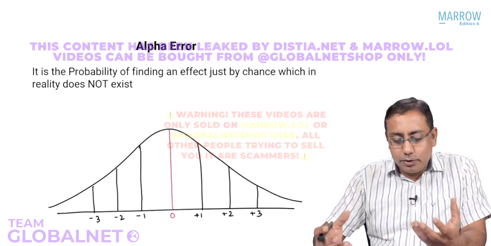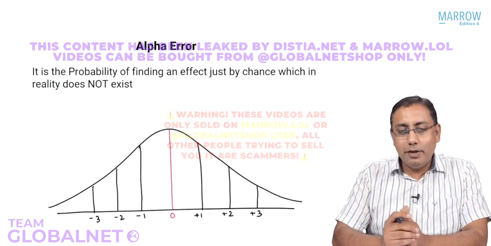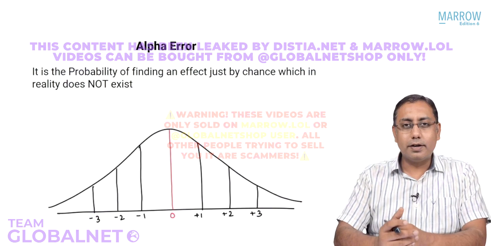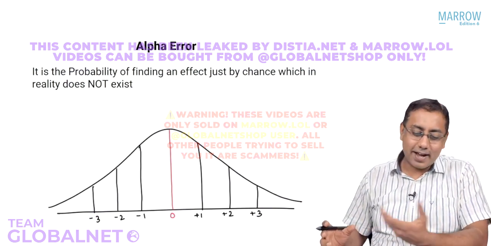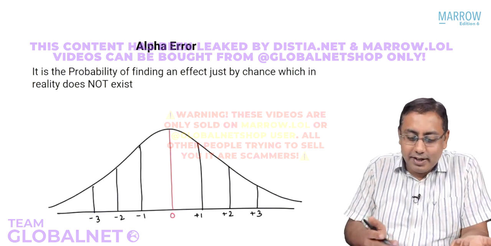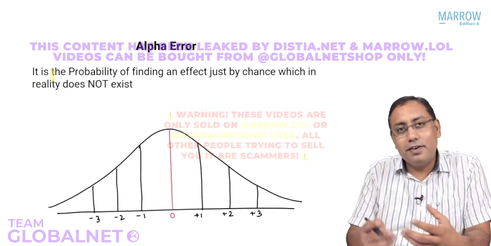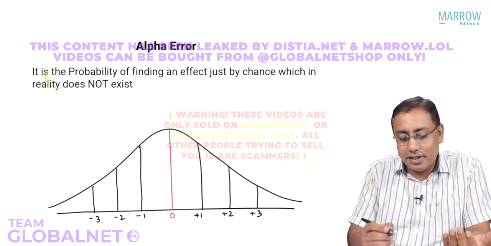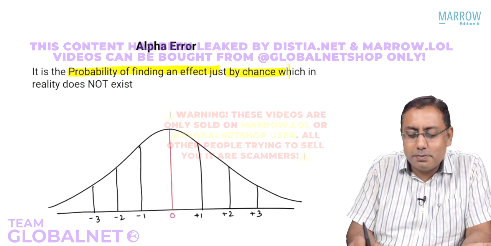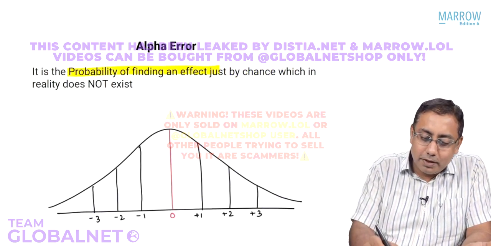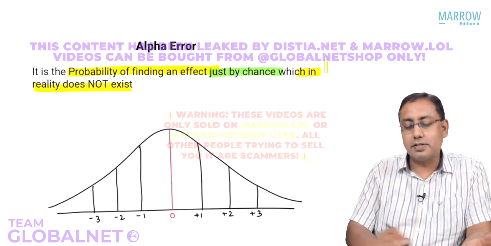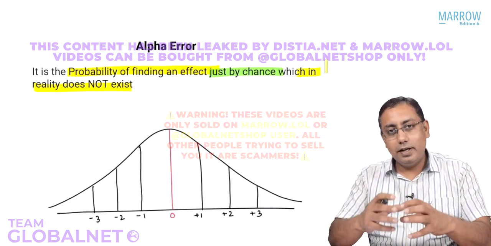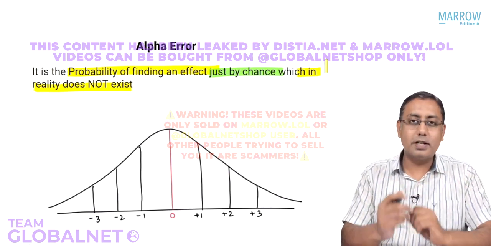Another point that you need to do along with the concepts of p-value is understanding what this alpha error is. Alpha error, I don't want to show you this definition, but I have to, because that is the definition. You must be smiling at this definition. It is the probability of finding an effect just by chance, which in reality does not exist. So the probability of finding an effect just by chance, that is what alpha error is.